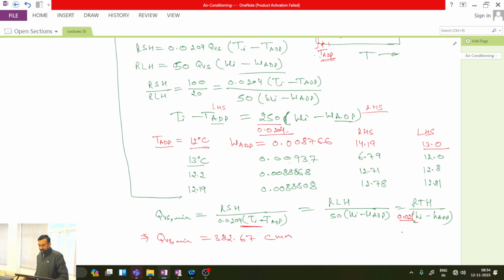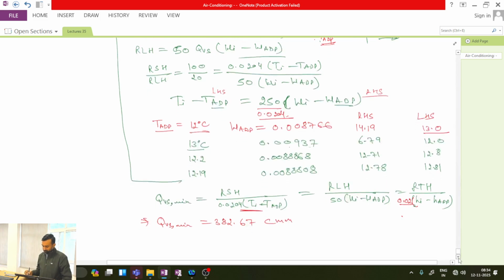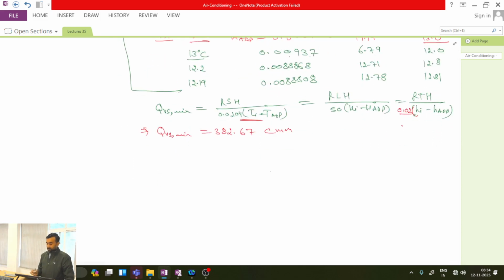Okay. Now what is the next question? So this is the minimum amount of flow rate. Okay. We also need to calculate the flow rate if the supply states are, it means T_S, T_S is 14 degrees Celsius, 15 degrees Celsius and 16 degrees Celsius. You tell me your apparatus dew point temperature is 12 and I am hypothetically giving you the supply air state as 14, 15, 16. How is this possible?